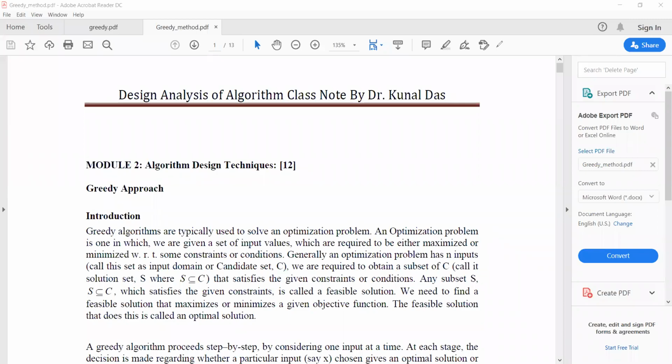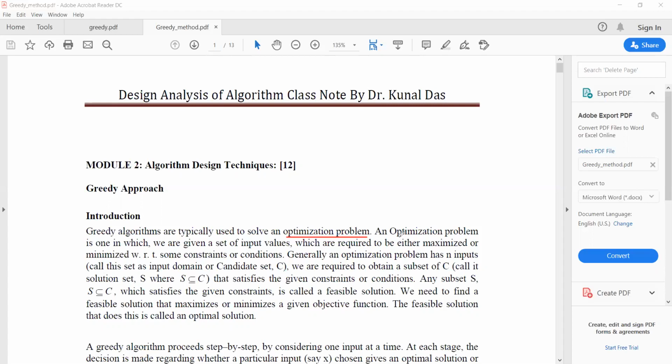Today we'll discuss the topic under design and analysis of algorithms, the greedy approach. The greedy approach we usually use to solve optimization problems. So we will attempt to find, for a given problem definition, the optimized solution.